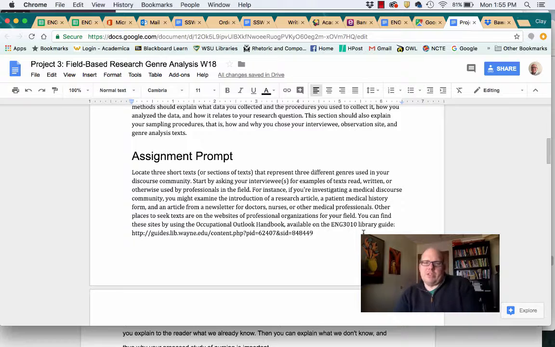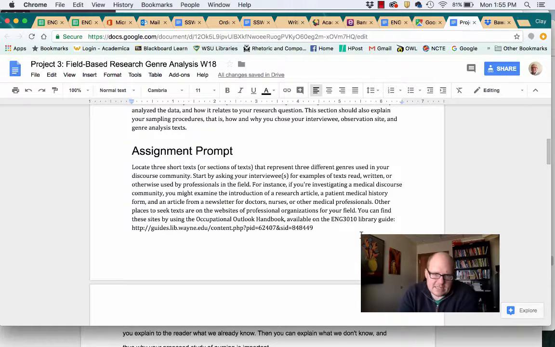Here's the prompt for Project 3. Locate 3 short texts. And again, what you're adding on to Project 2, basically, is primarily an analysis of the writing, how writing is being used in this community. You're going to focus on the genre analysis. To help you develop that genre analysis, you're going to draw on what you learned from the interviews, and what you learned from having observed people in the community.